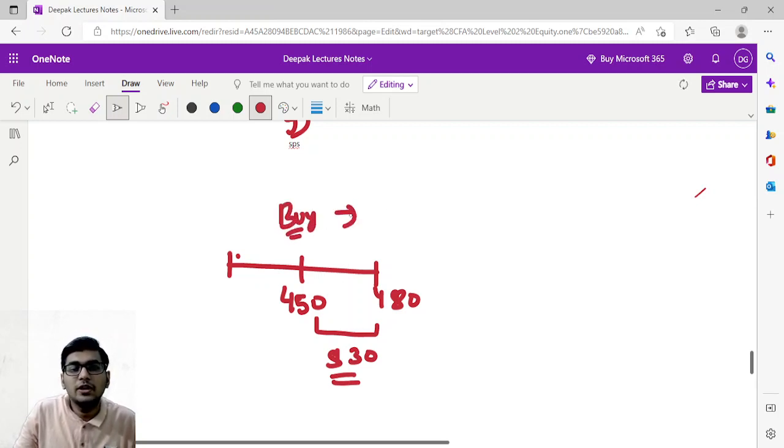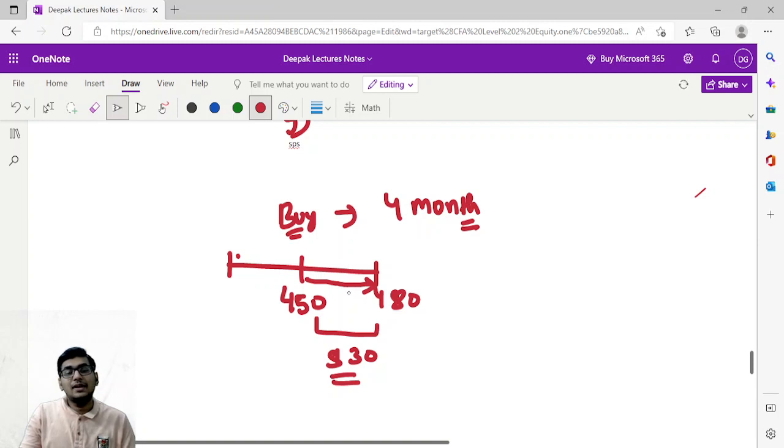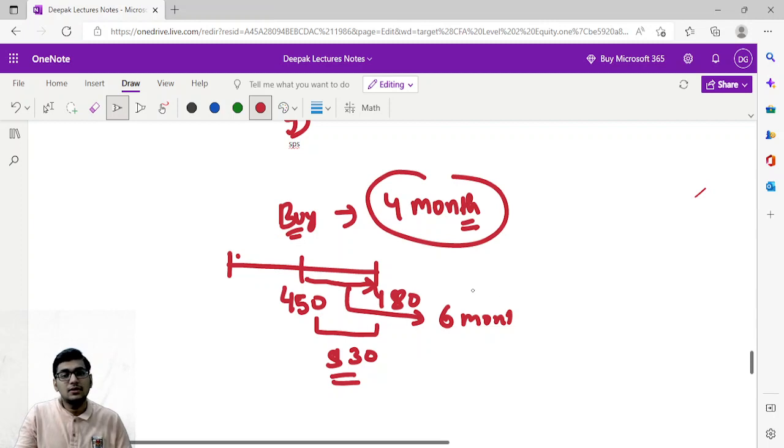But suppose your holding period is 4 months. Clear? You need to check whether in 4 months the price will correct itself or not, because sometimes it can happen that in correcting itself it can take 6 months. Clear? But your holding period is how much? The investment holding period is only 4 months. But in order to take this $30 advantage of mispricing, you have to wait for 6 months.